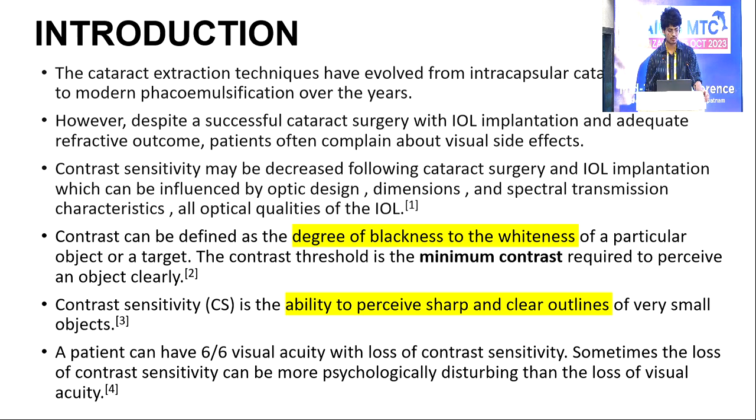But before going to contrast sensitivity proper, we have to know what contrast is. Contrast is defined as the degree of blackness to whiteness, and the contrast threshold is the minimum contrast we require to perceive an object clearly against a dark or bright background. So contrast sensitivity is the ability to perceive sharp and clear outlines. A patient can have 20/20 or 6/6 vision and still have loss of contrast sensitivity, which is psychologically disturbing to the patient.